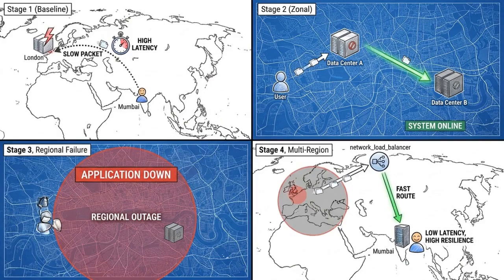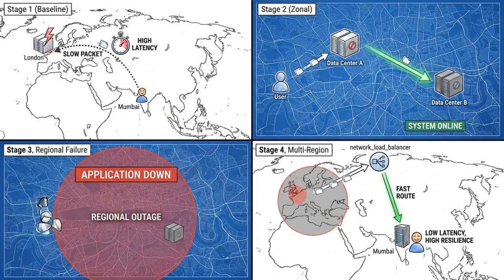To solve the single building risk, we evolve the architecture by adding a second data center within the same London metropolitan area. If London Data Center A suffers a major outage, traffic immediately routes to London Data Center B, keeping the application online. However, a citywide power grid failure or an extreme weather event will take both of those local data centers offline simultaneously. This vulnerability requires a final evolutionary tier, deploying across multiple geographically separated regions, such as London and Mumbai.